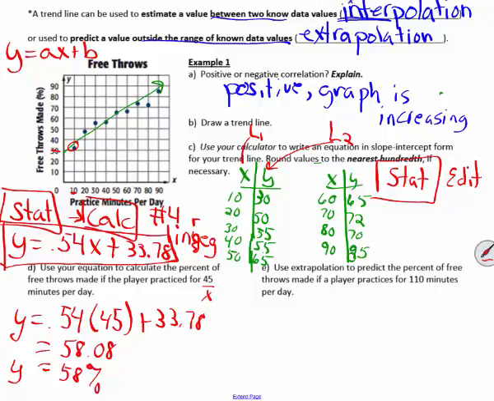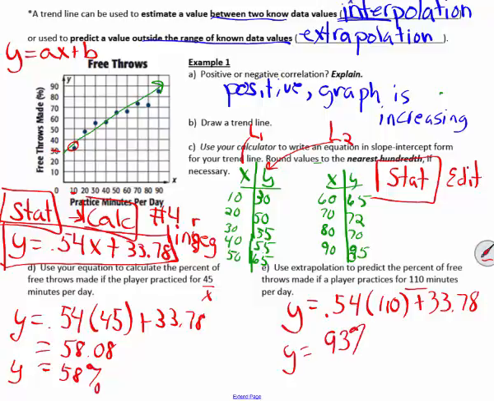The next one, now they want us to use extrapolation, which means we're going to be looking for future numbers, and for 110 minutes. So same equation, but now I'm going to put in 110 for x. And when I do that, plus 33.78 gives me about 93%. So if this person practiced for 110 minutes, they would make about 93% of the shots. I'd be practicing for 110 minutes.